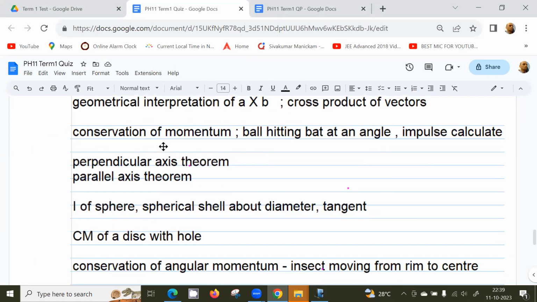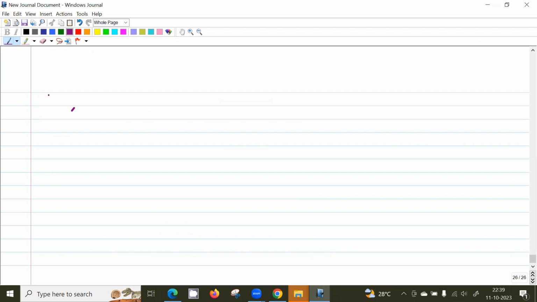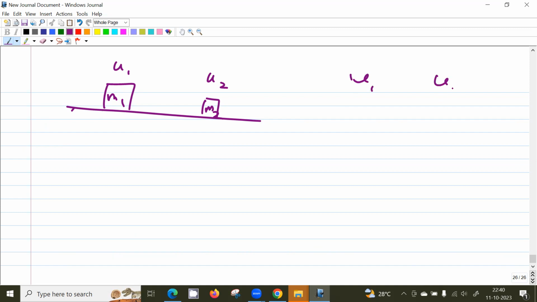Momentum is conserved when there is no external force acting on the system. So let me consider my system as a system of two masses, M1 and M2. There is no external force acting on this. Let the initial velocities be U1 and U2, and let them collide. After the collision, let the velocities become V1 and V2.